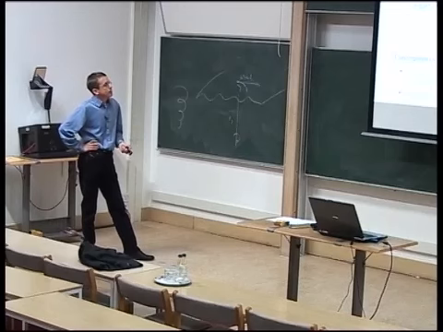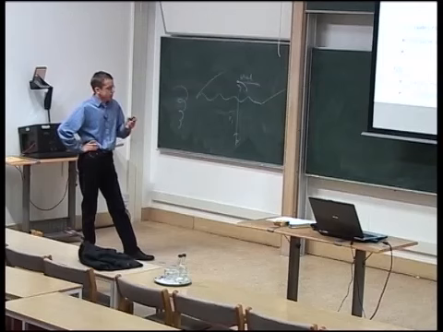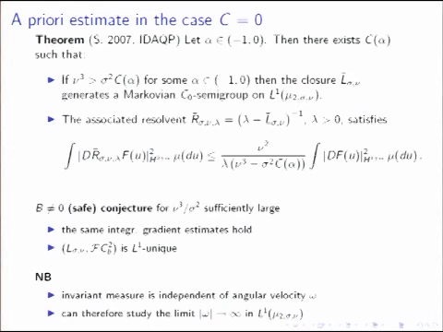Okay, and it's a safe conjecture. Actually, this is what I did also this week. I checked that if the Coriolis term is non-zero, then for at least sufficiently large viscosity, we have the same integrated gradient estimates, which imply, at least for the finite dimensional approximations, the uniqueness of the corresponding Kolmogorov operator in L1.